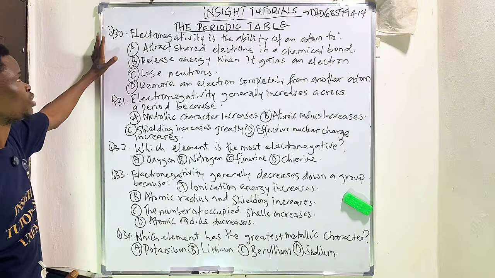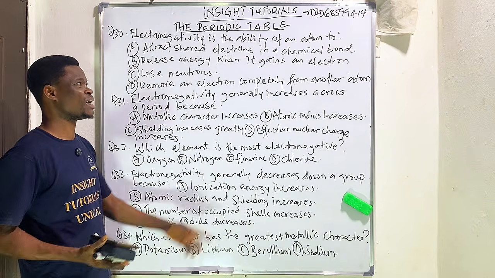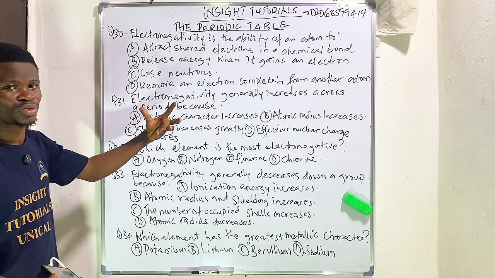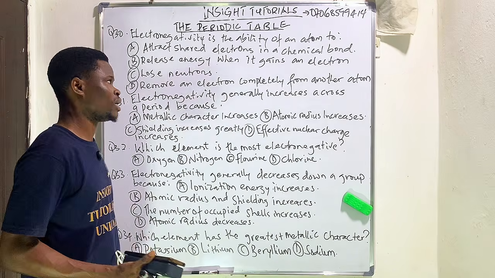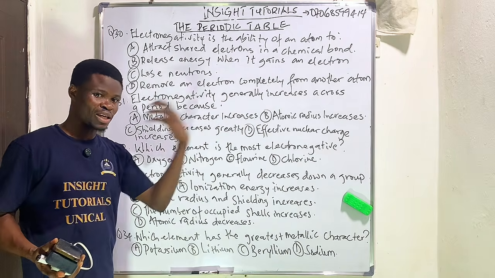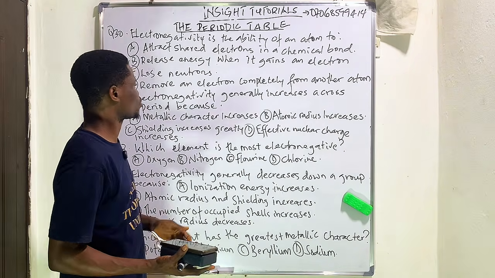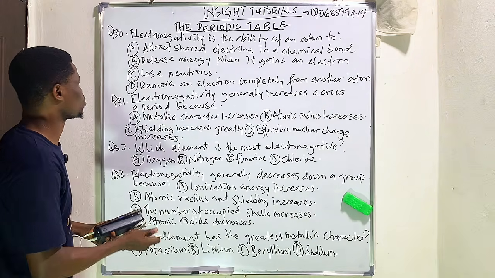Very importantly, electronegativity is the ability of an atom to attract. That's what it does. It attracts electrons. It shares electrons from other elements as well. So the correct option here is option A.